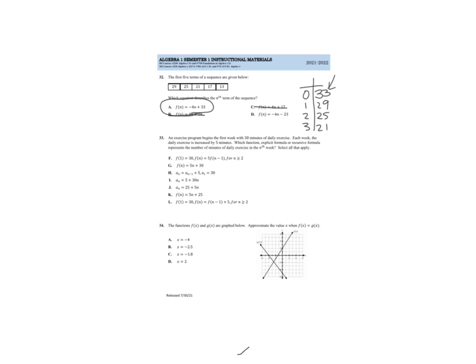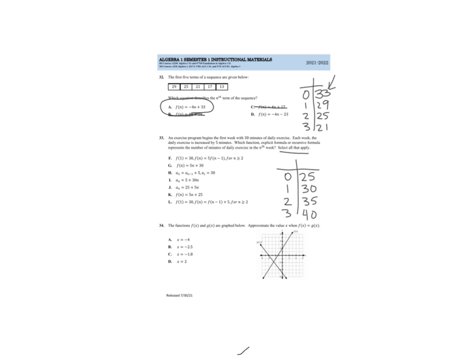This is one of those select all that apply situations. All right, so I'm going to make a table. It says an exercise program begins the first week with 30 minutes of exercise. So week 0 doesn't make any sense, but in the beginning I have 30 minutes. And then the second week, each week the daily exercise is increased by 5. So then it's going to be 35, and then it's going to be 40, which means down here it would have been 25. Okay, so let's just see what we got.